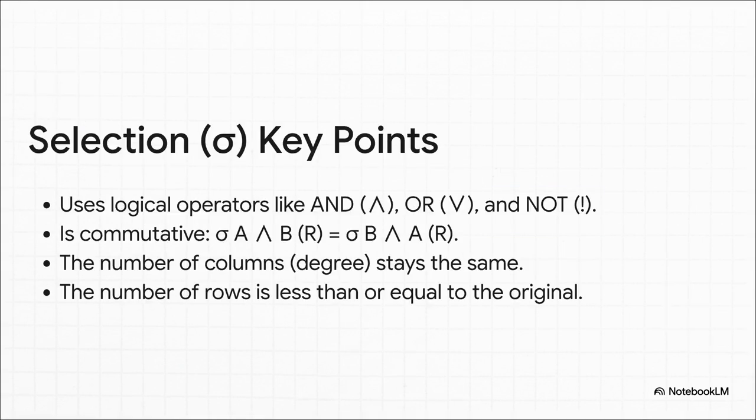So, a few key things to remember here. You can build some really complex filters using things like and, or, and not. And what's really cool is that it's commutative, which is just a fancy way of saying the order doesn't matter. Filtering for price and then subject is the exact same as filtering for subject and then price. And notice, the number of columns never ever changes. You just end up with fewer rows than you started with.